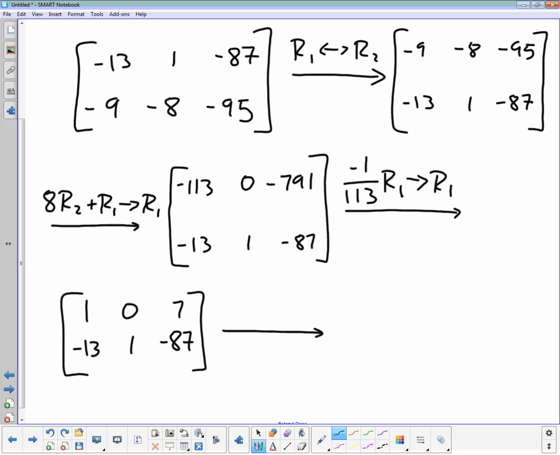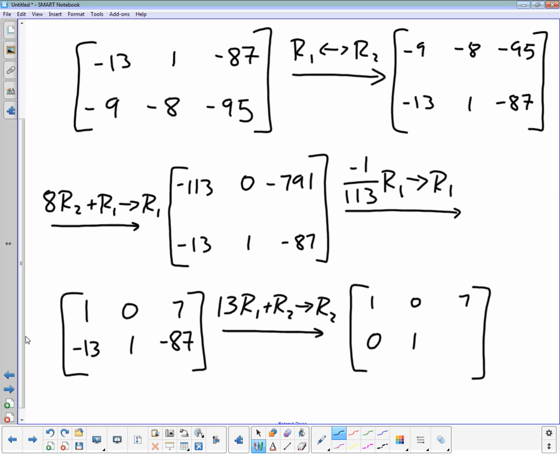So how am I going to turn negative 13 into 0? Add 13. How the heck am I going to get 13? Multiply row 1 by 13 and then add them, right? So 7 times 13 is 91, right? 91 minus 87 is 4. And we're done.